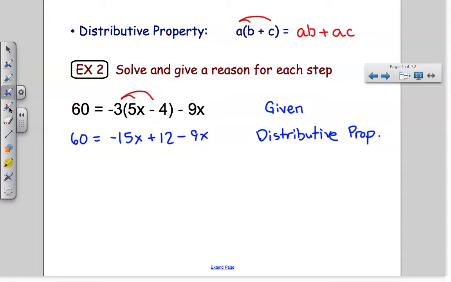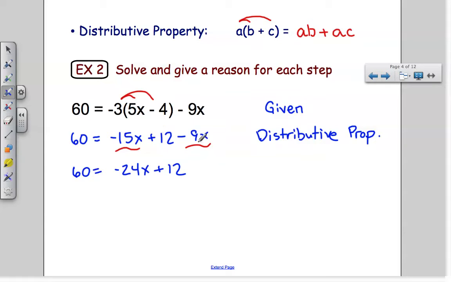What would you do next to solve this? Actually, if you notice, I have two x terms on the same side of equals. So what is that called? Well, I would have to combine these like terms, right? I now have 60 equals a negative 15x and a negative 9x is a negative 24x plus that 12.